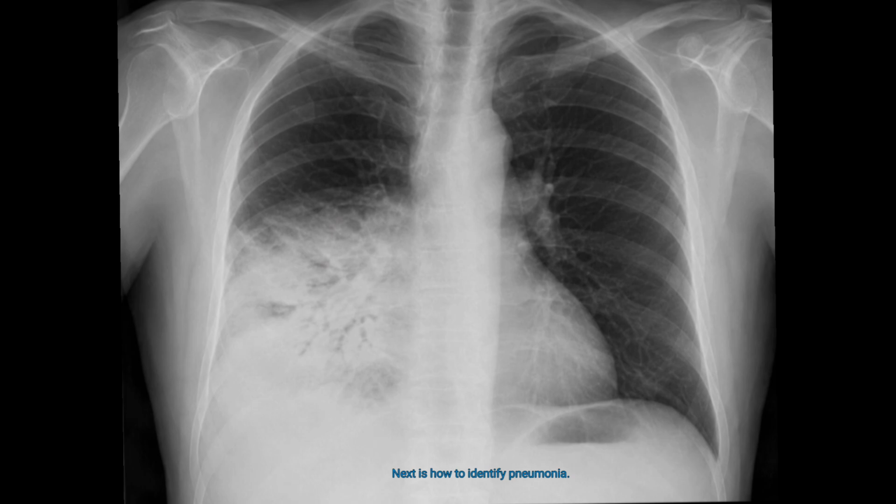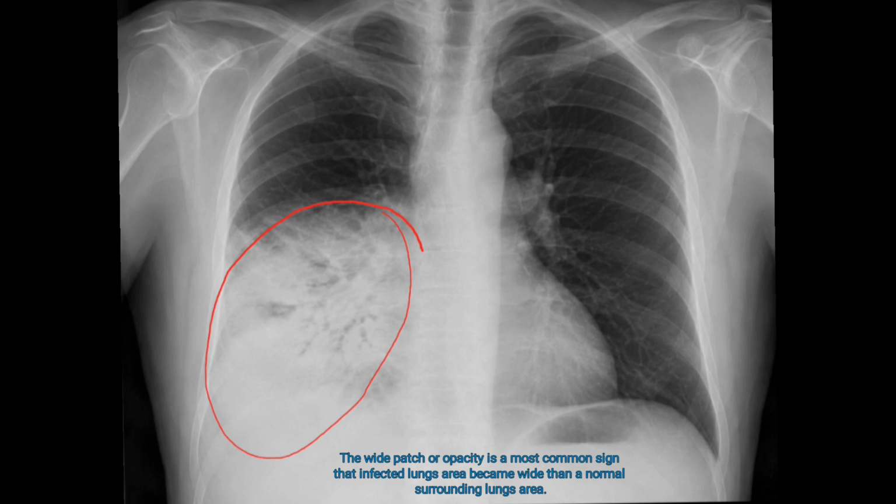Next is how to identify pneumonia. Let's discuss the most important signs of pneumonia. The most important sign, considered the main finding, is lung consolidation. Lung consolidation appears as a white patchy opacity inside the lung field. You can see it on the right side. The white patch or opacity is the most common sign that the infected lung area became whiter than the normal surrounding lung area. Next important sign is the air bronchogram sign.